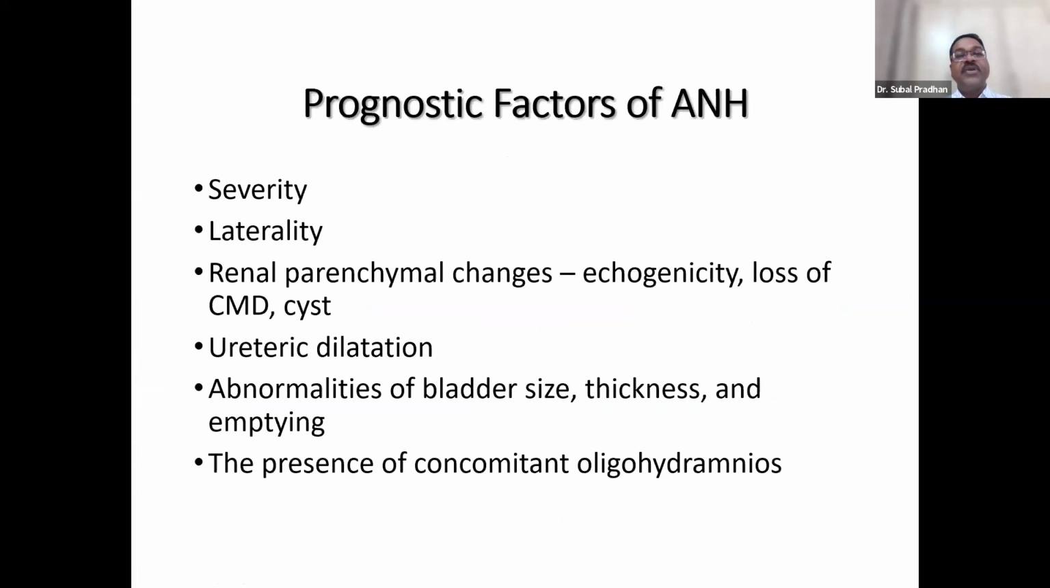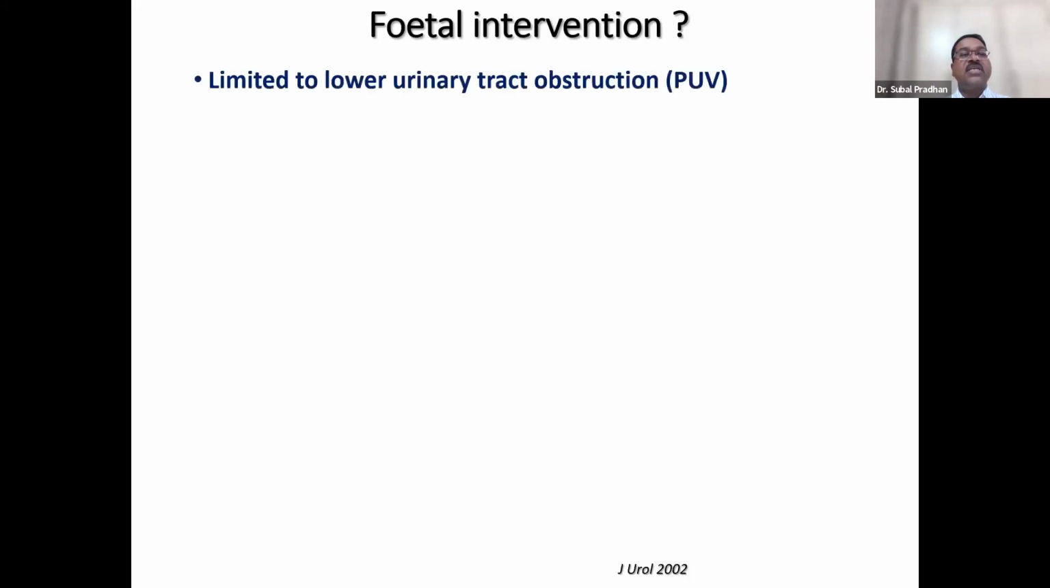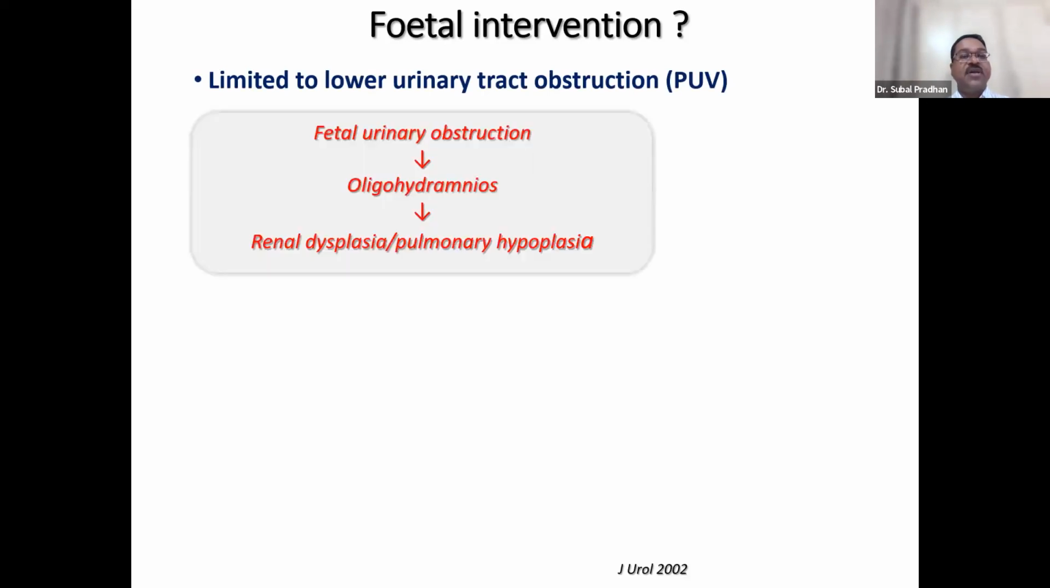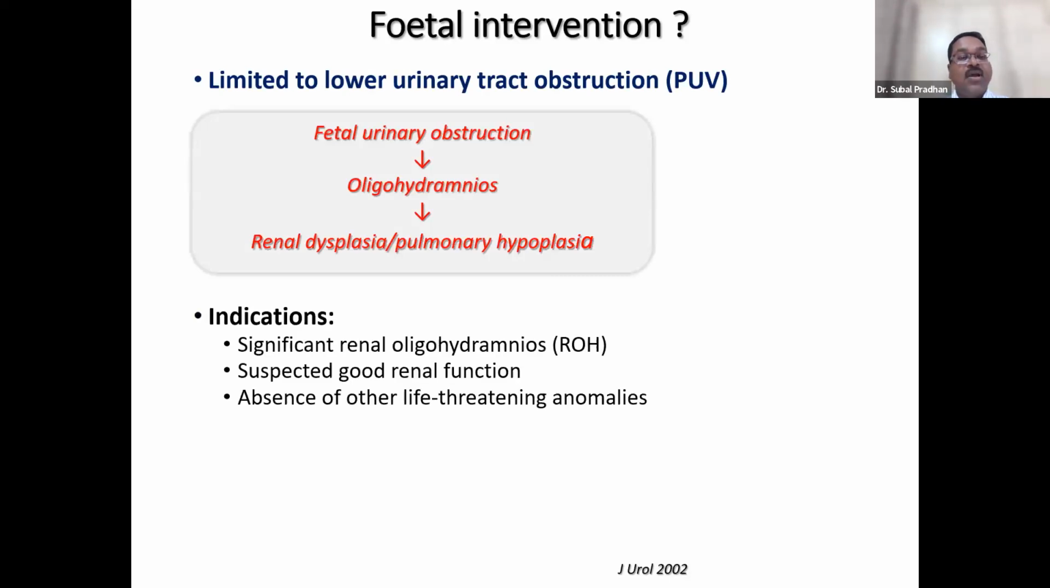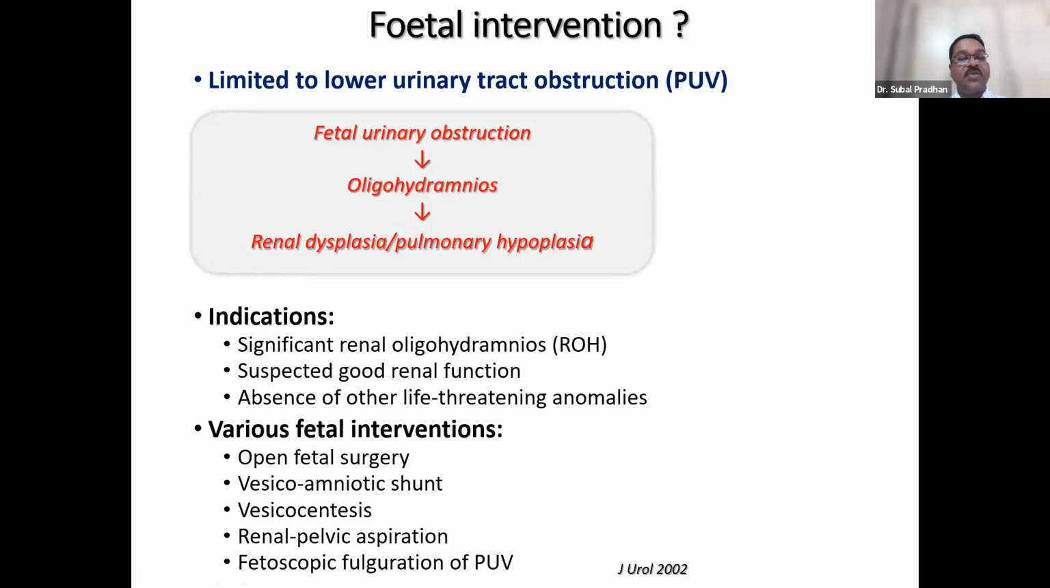So is there any role of fetal intervention? Again, this has been limited to lower urinary tract obstruction, particularly posterior urethral valve, because fetal outlet obstruction can lead to oligohydramnios, leading to renal dysplasia and pulmonary hypoplasia, and these are independent risk factors for neonatal morbidity and mortality. Indications of fetal intervention include significant oligohydramnios, suspected good renal function, and absence of other life-threatening anomalies. Various procedures performed in different centers include open fetal surgery, vesicoamniotic shunting, vesicocentesis, renal pelvic aspiration, or fetoscopic fulguration of the posterior valve.